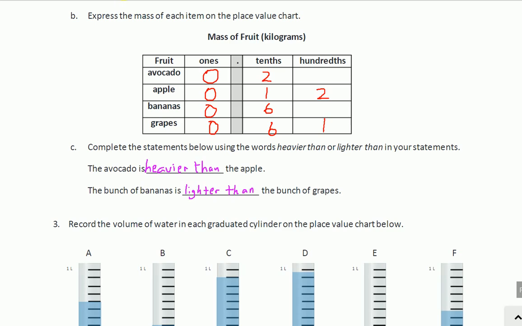Alrighty, how'd you do on that one? Well, the avocado is heavier than the apple, and the bunch of bananas is lighter than the bunch of grapes. Alrighty, moving right along to number 3. Let's continue this and chug along, and let's get her done.